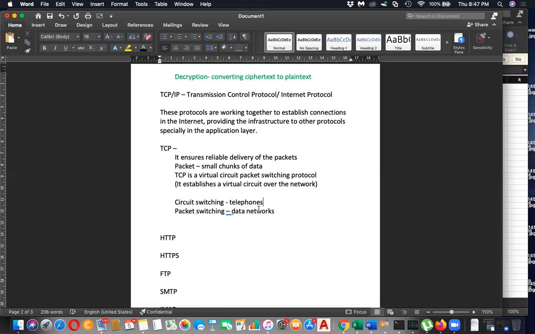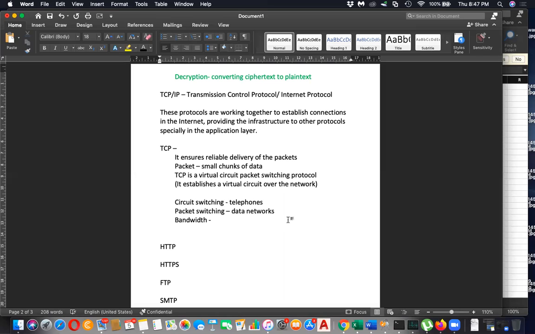because in data you don't have such a restriction. That is packet switching, because all are packets. The only thing is you have something called bandwidth. Bandwidth means the width, or the capacity, of the particular channel or connection.